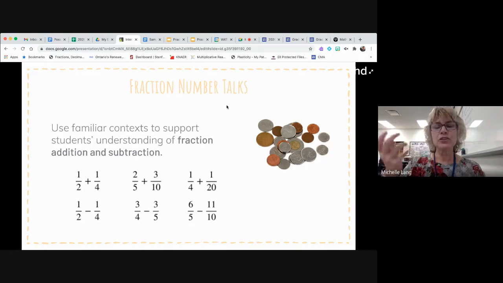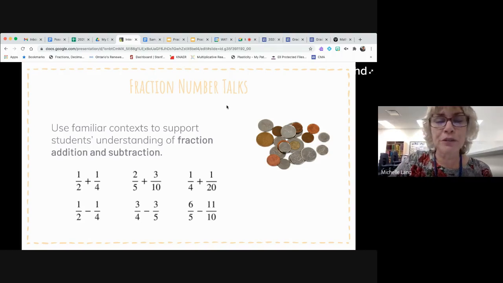So making students aware that I want you to think about money, and then we give them the number talk where we show one fraction at a time, the half plus a fourth, then 2/5 plus 3/10, and we continue showing one at a time, helping students make those connections with money. In the number talk, it's mostly mental. We don't want them doing long form equivalent fractions. We want them thinking and making sense of the fractions they're dealing with.